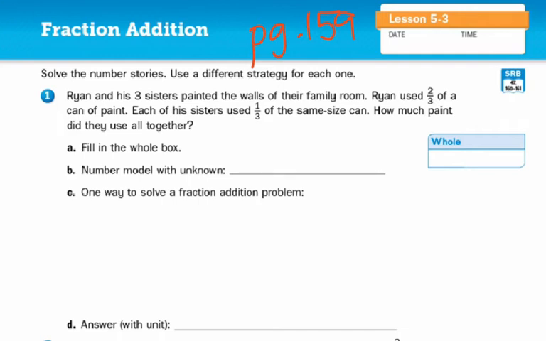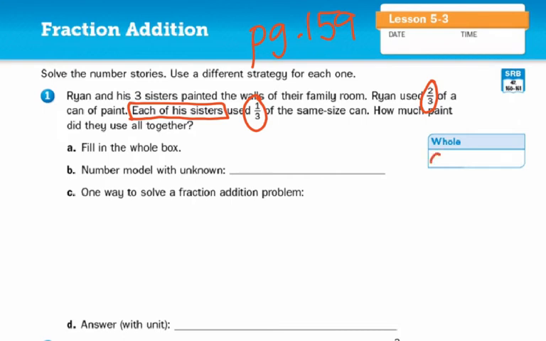So number 1, Ryan and his 3 sisters painted the walls of their family room. Ryan used 2/3 of a gallon of paint, or of a can of paint. Each of the sisters, I almost missed that, used 1/3 of the same size can. How much paint did they use all together?